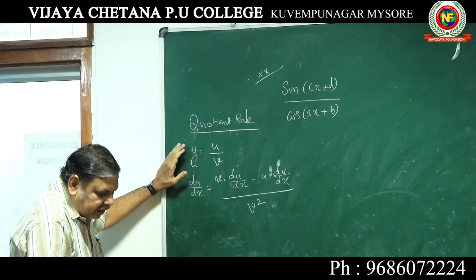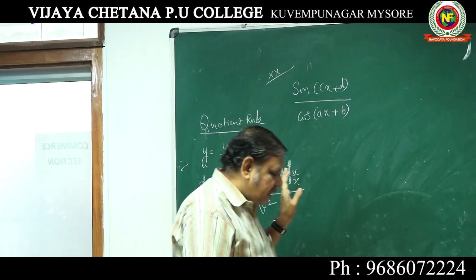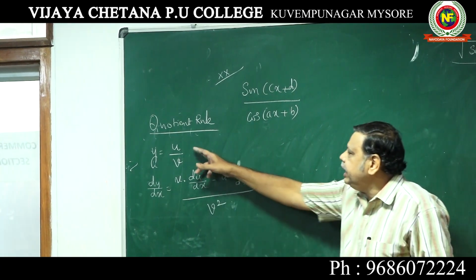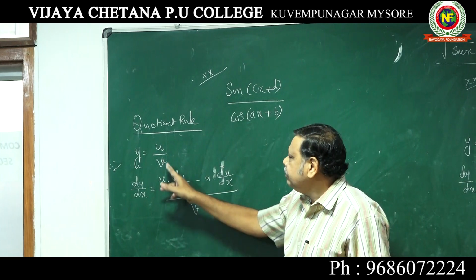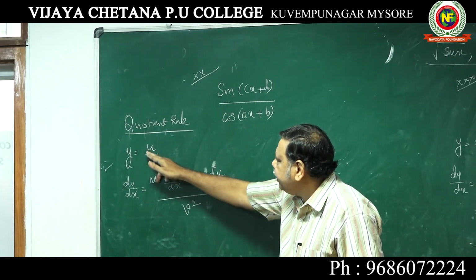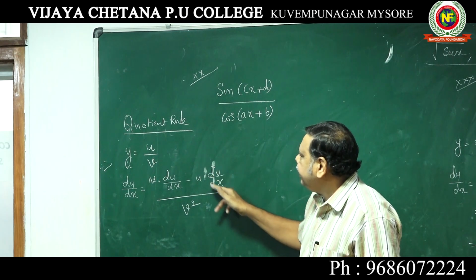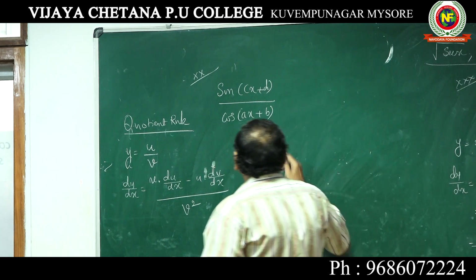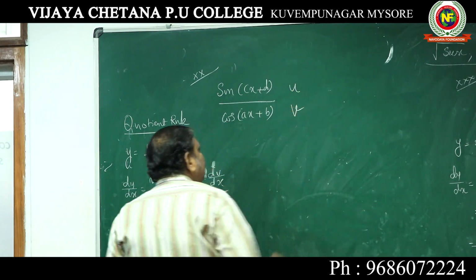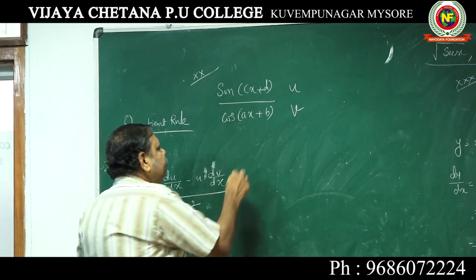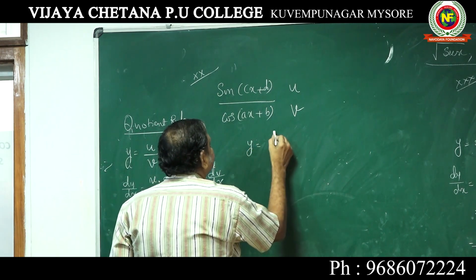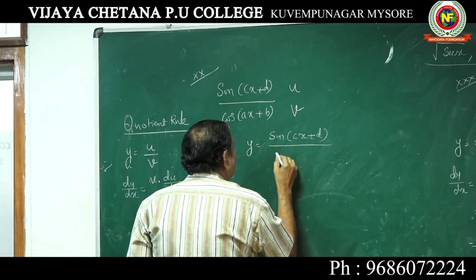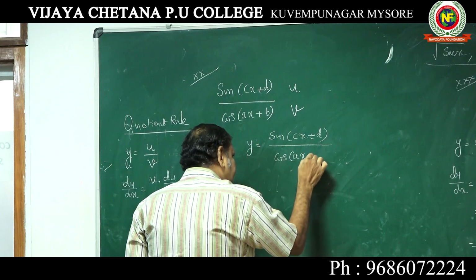Please note down. I have given it already, but I must have forgotten it. So please copy. This is called the quotient rule, where u and v are functions of x. dy by dx is equal to denominator into d by dx of numerator minus numerator into d by dx of denominator, by v square. So this is the rule. Now, numerator is u, this is v. Consider y is equal to sin(cx + d) by cos(ax + b).